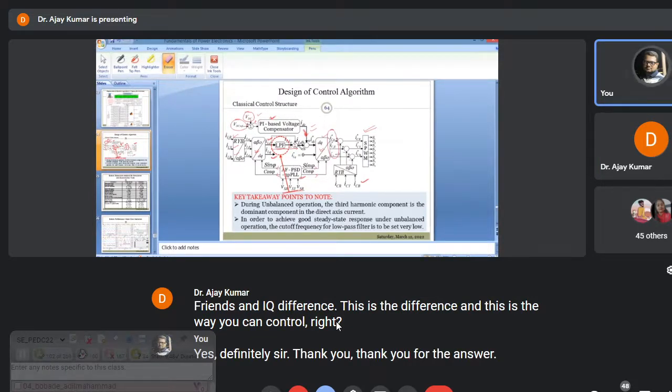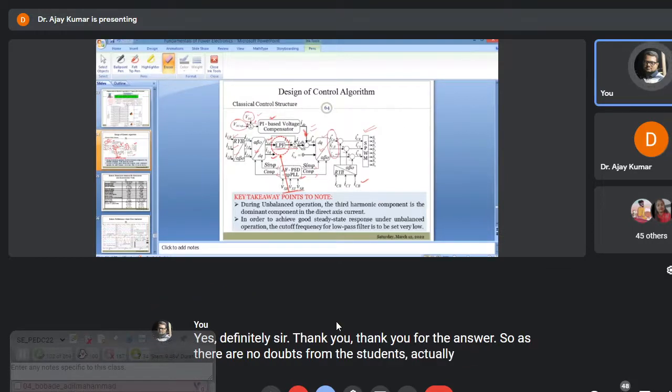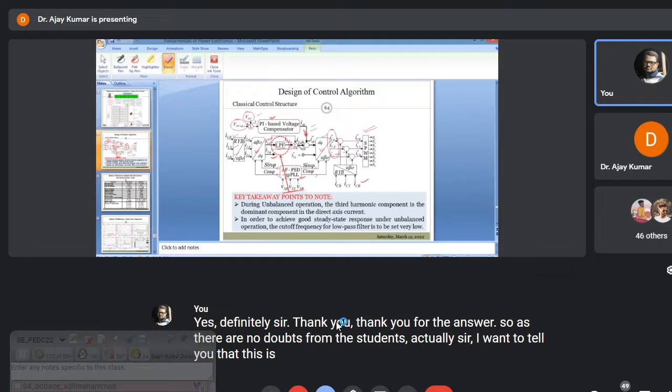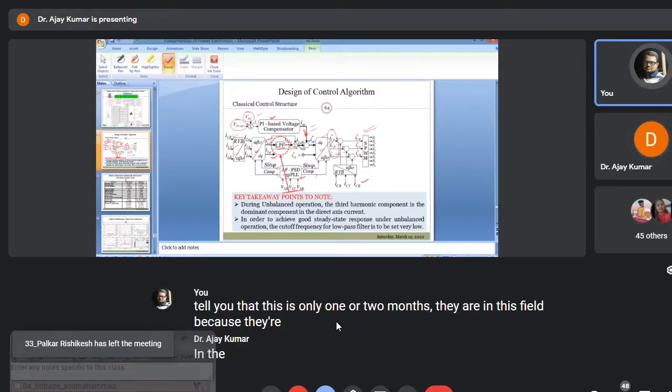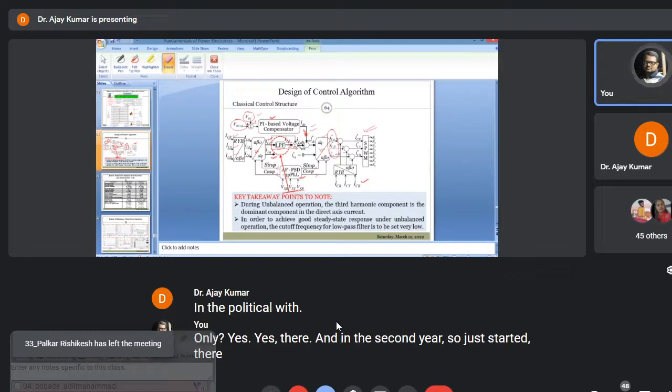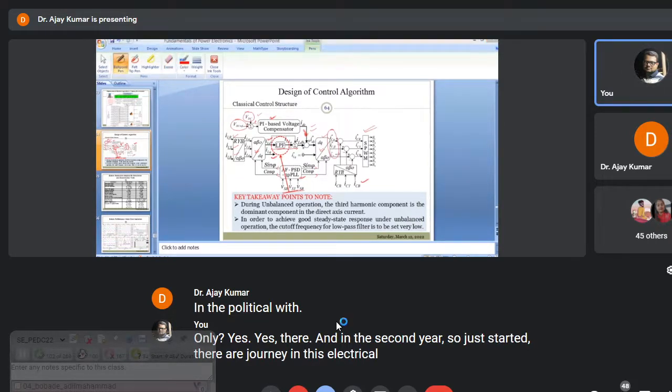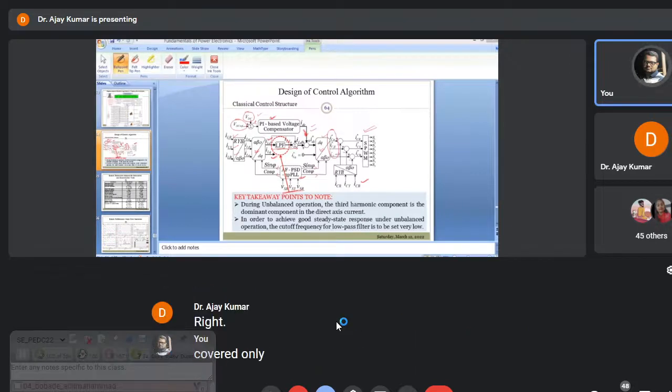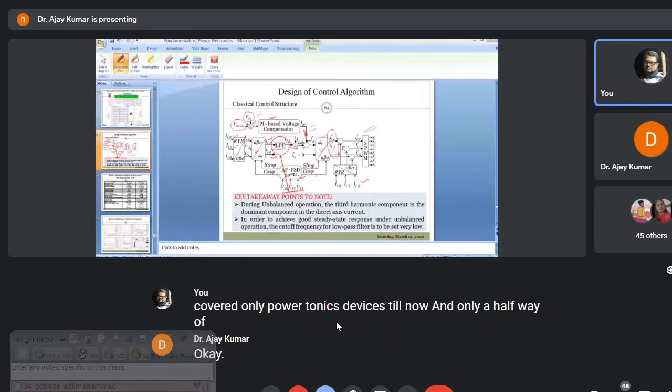As there are no doubts from the students, sir, I want to tell you that they have been in this field for only 1 or 2 months, because they are in the second year. They have just started their journey in this electrical engineering field and even in power electronics. I had covered only power electronics devices till now, and only the half wave rectifier analysis is going on.